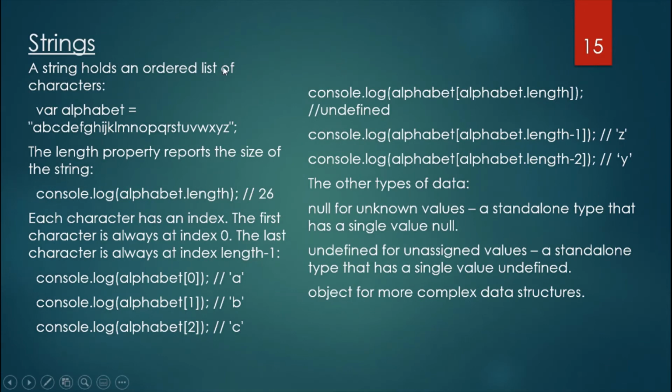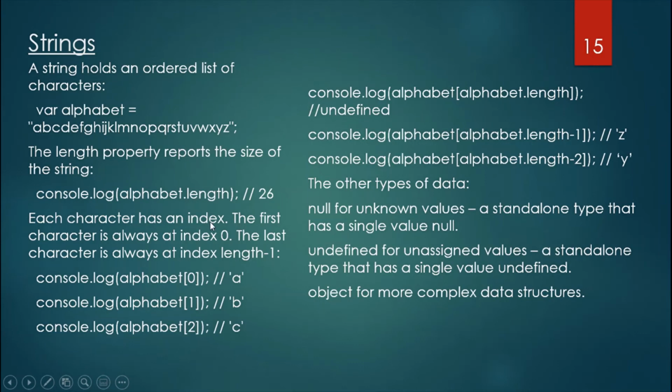A string holds an ordered list of characters, like var alphabet, which would be A, B, C, D to Z. The length property reports the size of the string. So alphabet dot length. There are 26 letters in the alphabet, so the length would be 26.